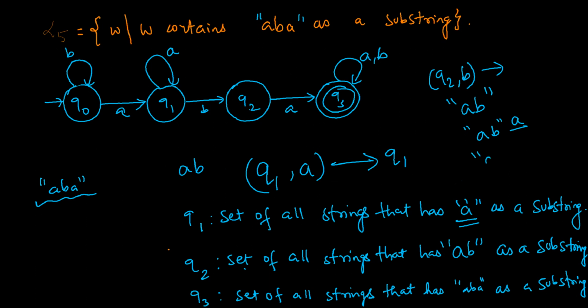But if you are at Q2, it means you have seen AB as a substring, and the next symbol is B. It means that to see ABA as a substring, you have to restart, right or not? So from Q2 you go to Q0 on B. So this is the required machine for L5.